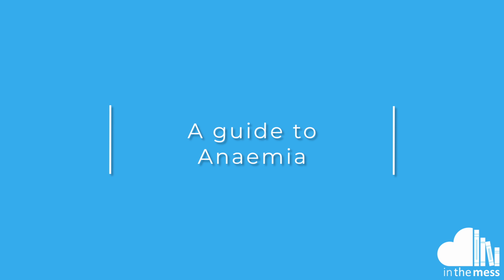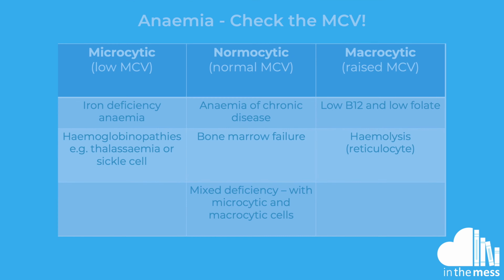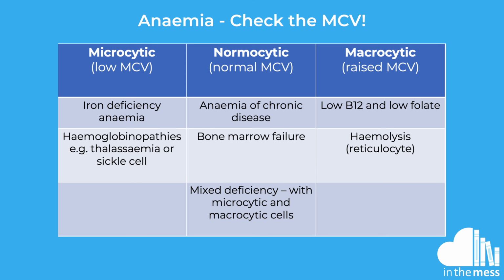A low hemoglobin means anemia, and once you've identified this, the next test to look for is the MCV. Microcytic, or small red blood cells, and anemia is usually caused because of iron deficiency anemia or a hemoglobinopathy such as sickle cell disease, a disorder of the red blood cell itself. Macrocytic, or large red blood cells, is usually secondary to low levels of vitamin B12 or folic acid.